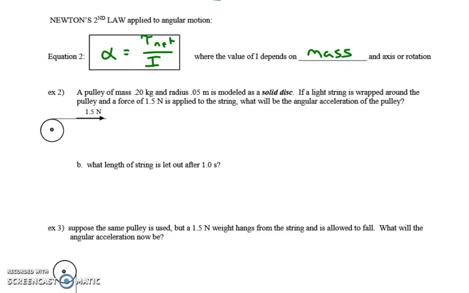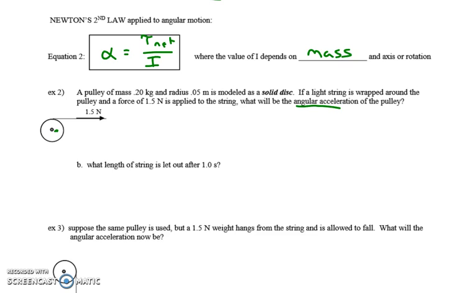So let's do a quick little problem, number 2, and then we will do 3 in class. Let's say I exert a force of 1.5 newtons on a pulley or a wheel that is free to spin around an axis. There is no friction. We want to know what the angular acceleration is. So we've got to make sure we look at all forces. We have this force. Let's say this is on a frictionless surface.